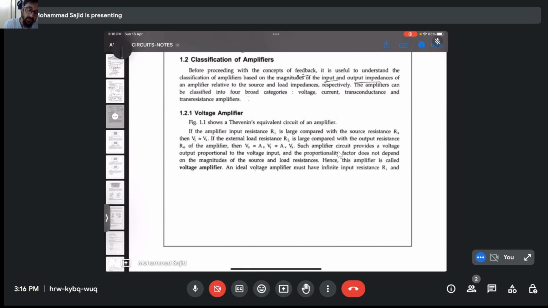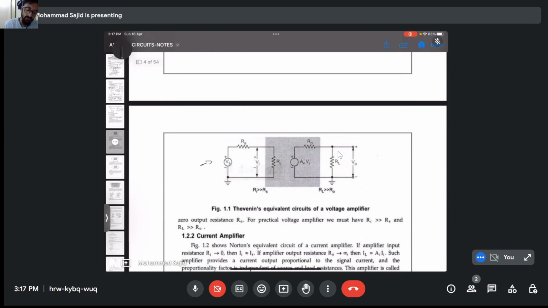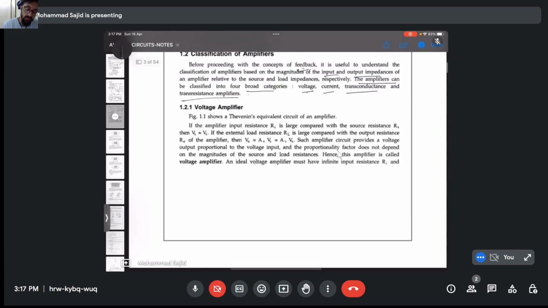Now the amplifiers can be classed into four broad categories: voltage, current, transconductance, and transresistance amplifiers. Right? So what is a voltage amplifier? See the circuit. You have an input that is voltage and an output that is an amplified form of the input, that is also a voltage.